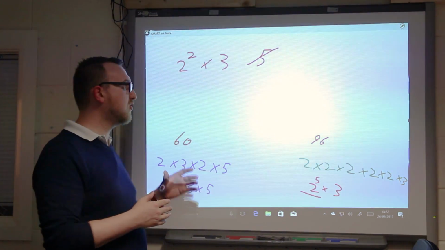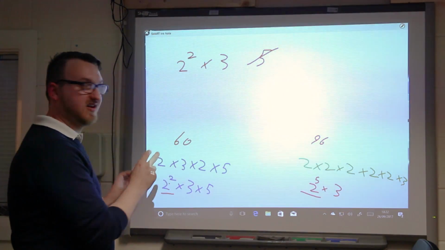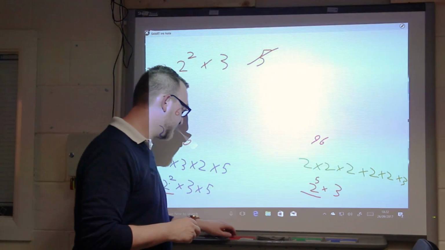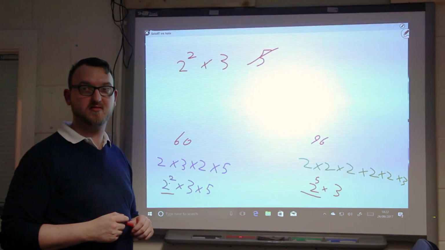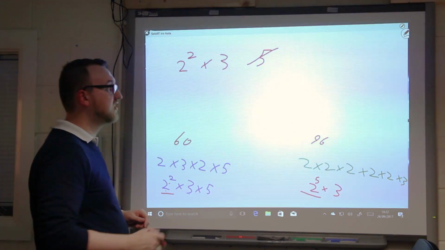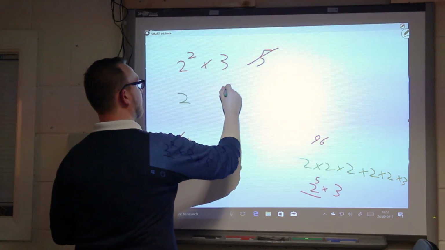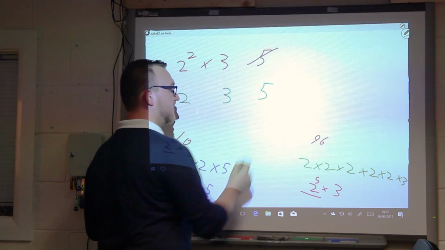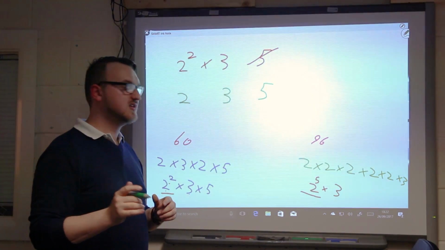Instead of this, if you already have a prime factor tree like this, you can use the prime factors that you've got. So what we do is we say, what prime factors are there? Well, we have 2, we have 3, and we have 5. So we write those out. 2, 3, and 5.